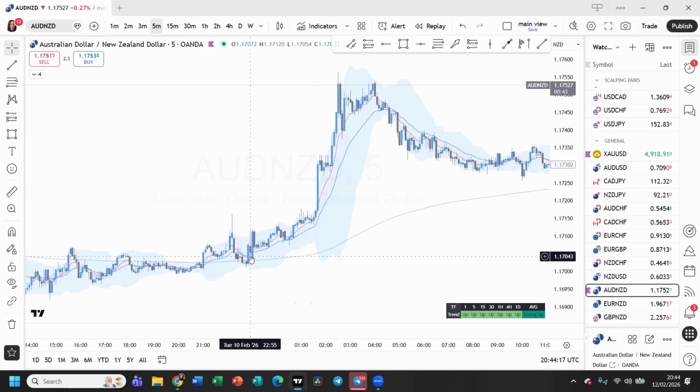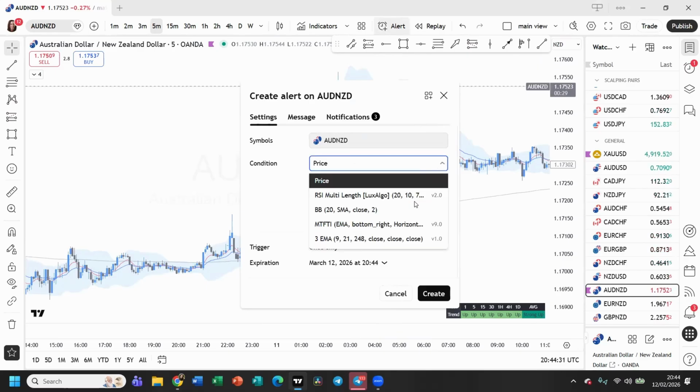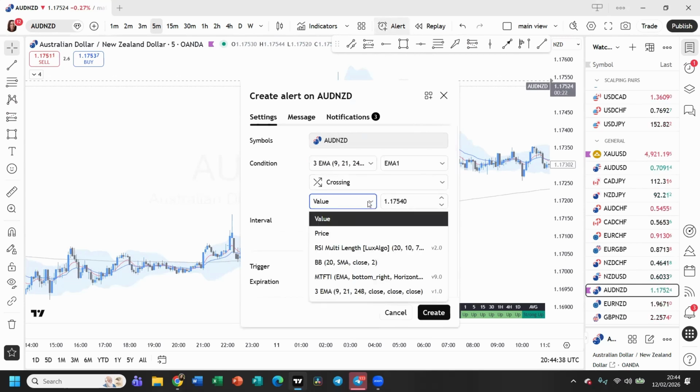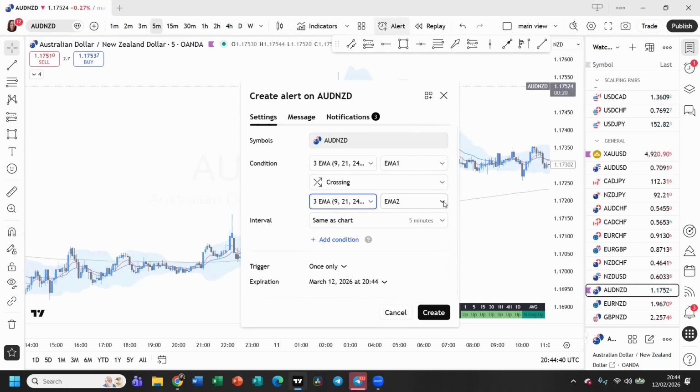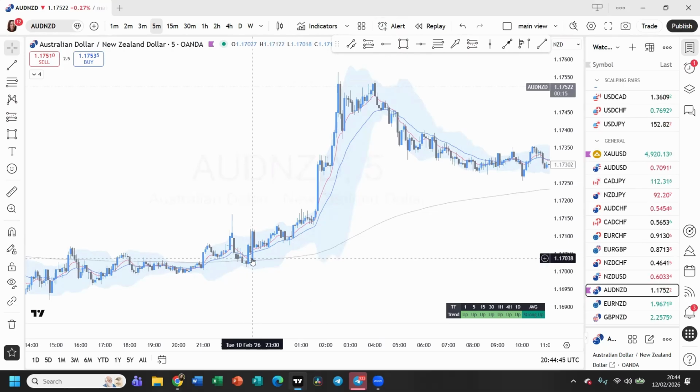Then the next signal we want is a cross of these EMAs. After it's done this, we want to know when the EMAs cross. So we have the red EMA above the blue EMA for a buy situation. So again, once you've had your first alert, then you come back to here and this time we want to go for our EMAs. So mine is EMA 1 crossing the value, which will be my EMA 2, and I press create. Then what happens is I'll get an alert on this candle or this candle. Can't quite see which one crossed over, where the EMAs have crossed.